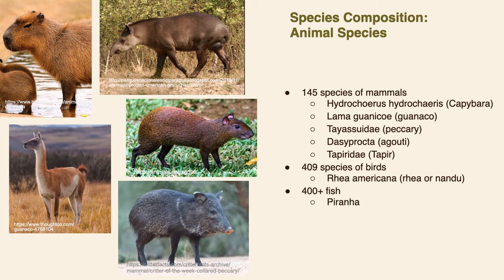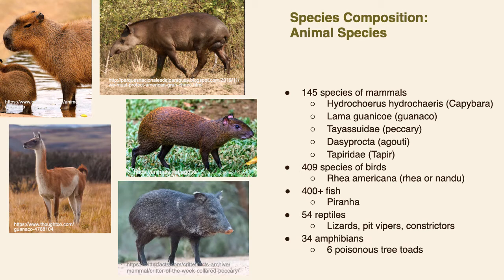The streams in this forest host 400 or more fish, including the piranha. There are 54 reptiles, many lizards, and 60 known species of snakes, and 34 amphibians with at least 6 poisonous tree toads.